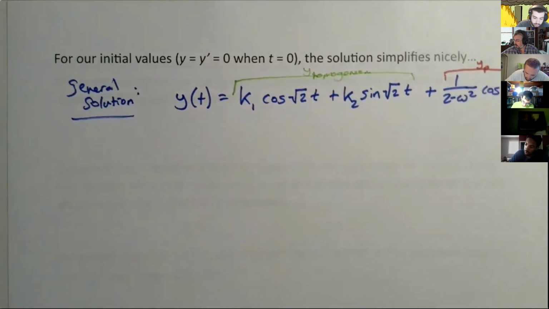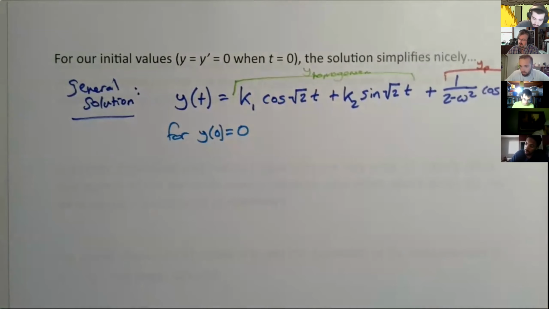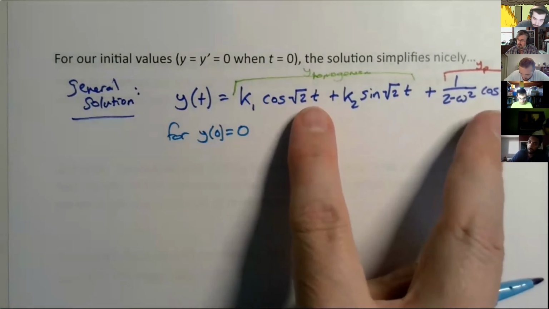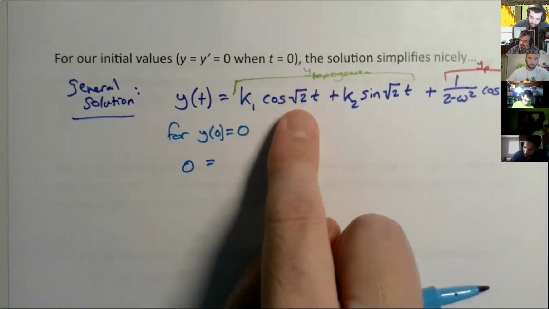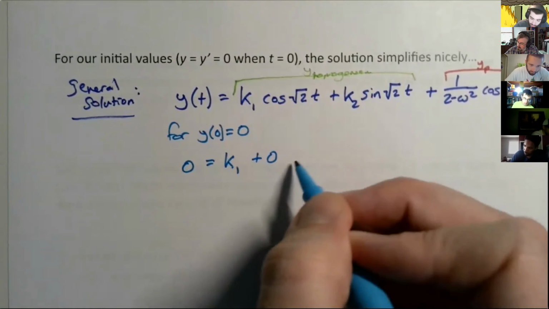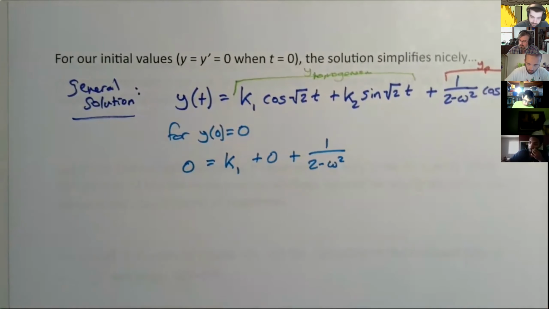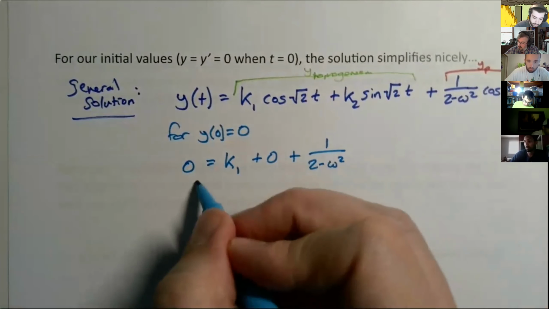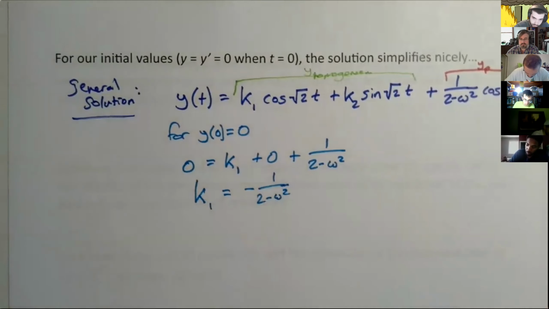So what we're going to do now is use our initial conditions. If we use y of 0 equals 0, that's pretty nice and neat, because when you plug 0 into the sine function, you wind up with 0. So the left-hand side of this would be 0 equals k1 times cosine of 0, which is just 1. So that's going to be k1 plus 0 plus 1 over 2 minus omega squared times 1. So that means our k1 is just equal to negative 1 over 2 minus omega squared.